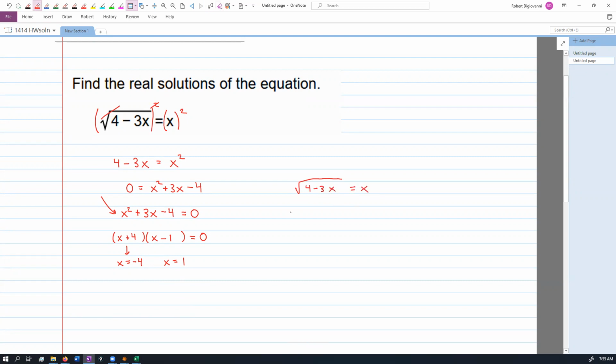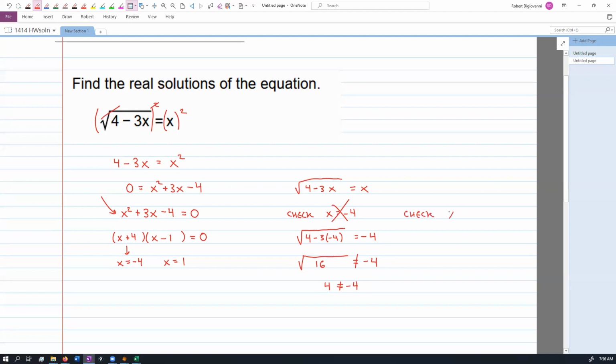And let's check. So if we check x equals -4, let's see what happens. You get square root of 4 minus 3 times -4, and then equals -4. And this is the square root of, let's see, that becomes 4 plus 12. So 4 plus 12 is 16. So this is not true. The square root of 16 is 4, and that is not equal to -4. So that doesn't work.